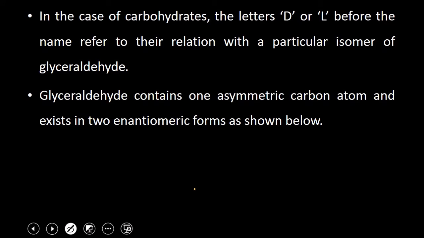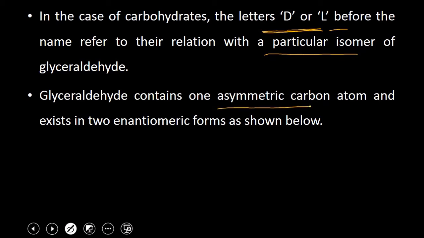Children, in the case of carbohydrates, the letter D, I am just emphasizing, is a capital D, because a small d represents the dextrorotatory nature. So in the case of carbohydrates, the letter D or L before the name refers to their relation with a particular isomer of glyceraldehyde. So what is glyceraldehyde? Glyceraldehyde contains an asymmetric carbon atom.